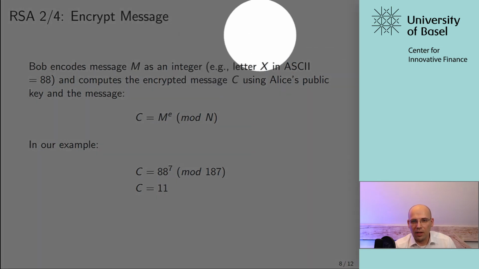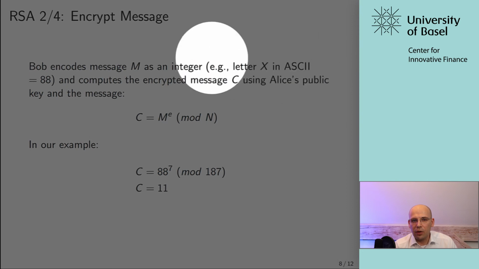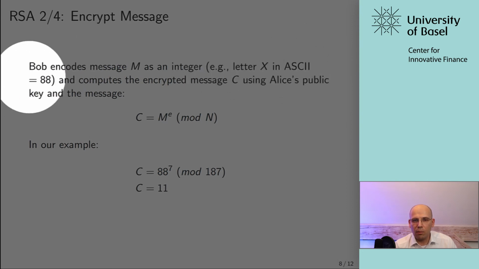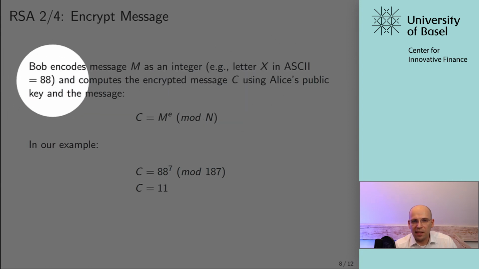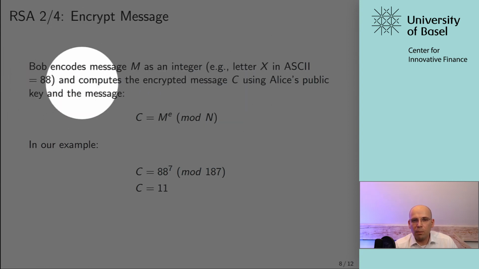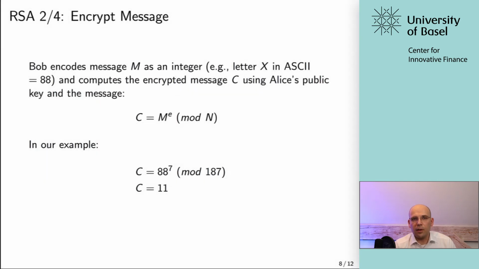Here, for example, we have the letter X that needs to be represented in numbers. In ASCII, as I've shown earlier, converted to decimal, that would be 88. So we have the letter X, which is represented by 88, and then we compute the encrypted message C using Alice's public key. The message is just the letter X. For simplicity, we're not going to use any complicated text or anything like that.